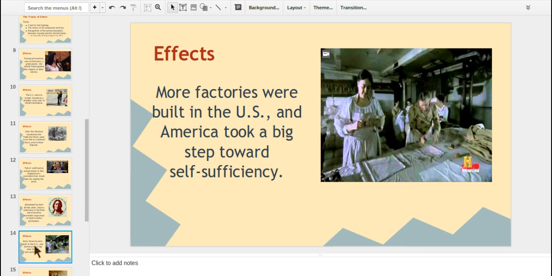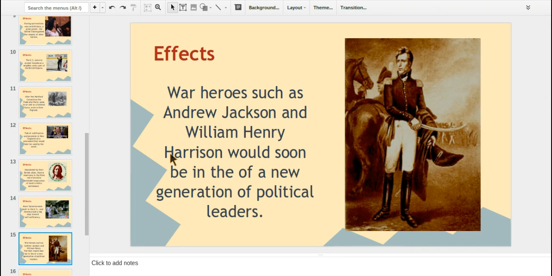Another effect: more factories were built in the U.S., and America took a big step towards self-sufficiency. Then I had a nice little History Channel video, and I would preface this by saying it's a little bit of a jump forward. It's about the Lowell factory girls, but they get to see the inside of a factory. There are some nice visuals, and it puts it in a nice context to visually see it. So that's part of Gardner's theory, being able to see things, put things in context. Even though it jumps ahead a little bit, I thought that was a nice video to tie in there. These are all short videos, by the way. None of them are longer than 3 minutes.